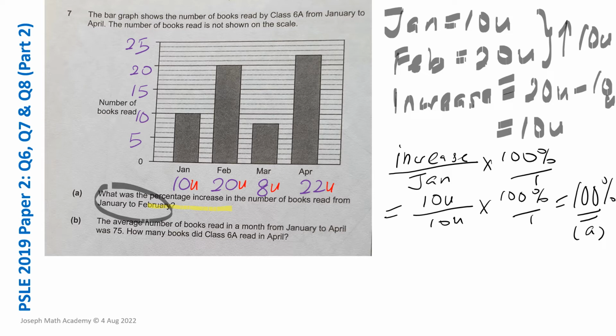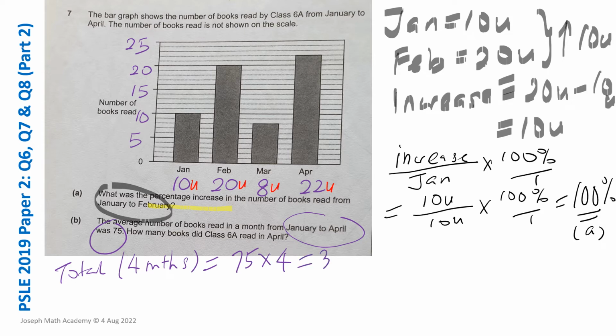It's double. Now, B. Find the average number of books read in a month from January to April was 75. So we know that the average January to April, it means for the 4 months, the average was 75. So meaning we can find the total for the 4 months. So it's 75 times 4. So 75 times 4 gives us 300.